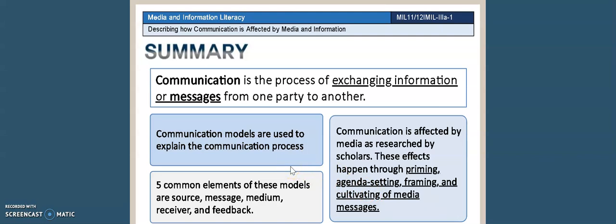Communication is affected by media as researched by scholars. These effects happen through priming, agenda setting, framing, and cultivating of media messages.